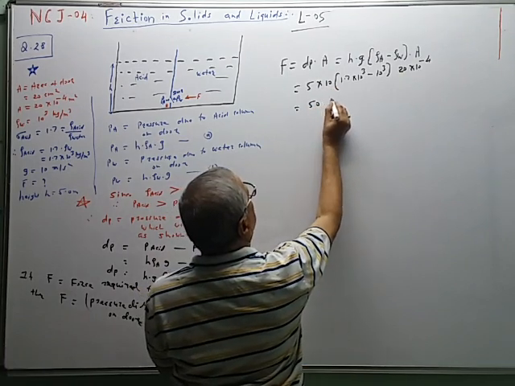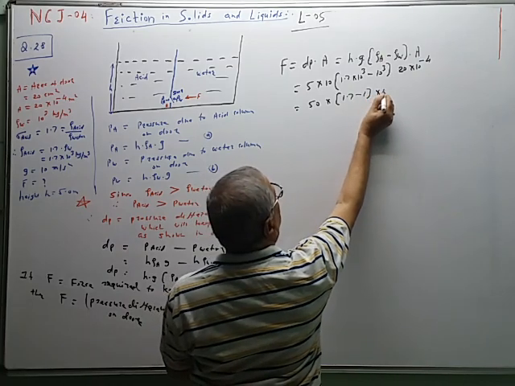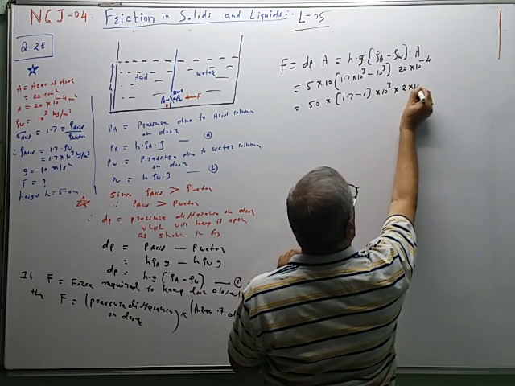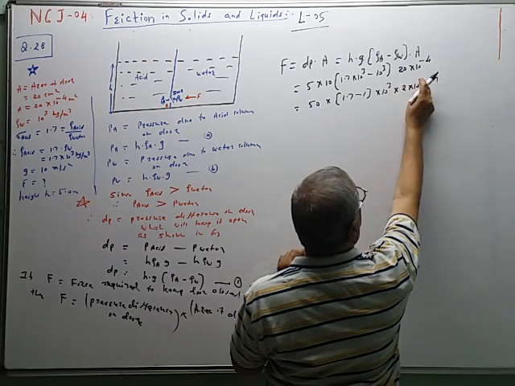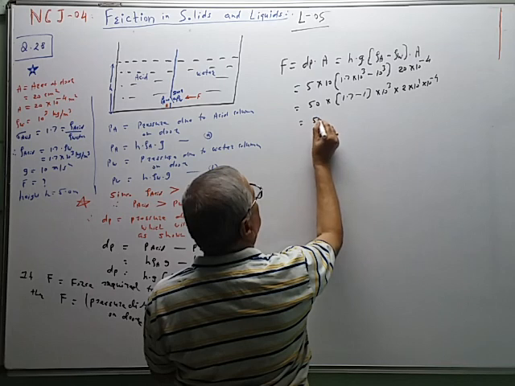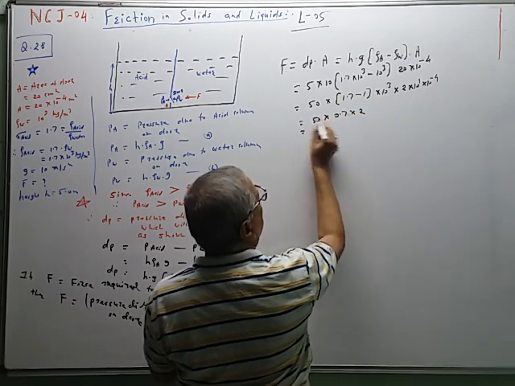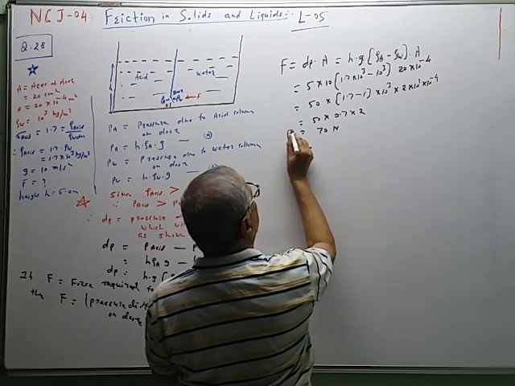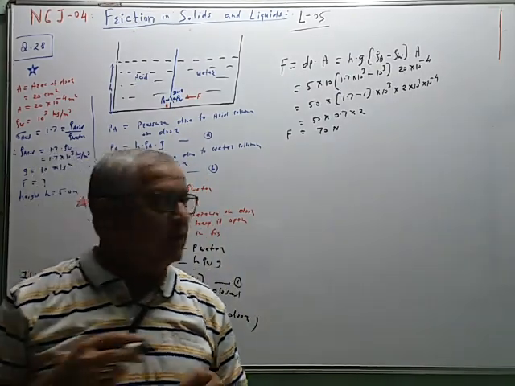This is equal to 50 multiplied by (1.7 minus 1) into 10 raised to 3 multiplied by 2 into 10 raised to 1 into 10 raised to minus 4. 10 raised to 3 plus 1 plus 4 minus 4 gives 10. So 50 multiplied by 0.7 multiplied by 2 is remaining. So 50 into 2 is 100, 100 multiplied by 0.7 is equal to 70 Newton. So this much force is required, 70 Newton.